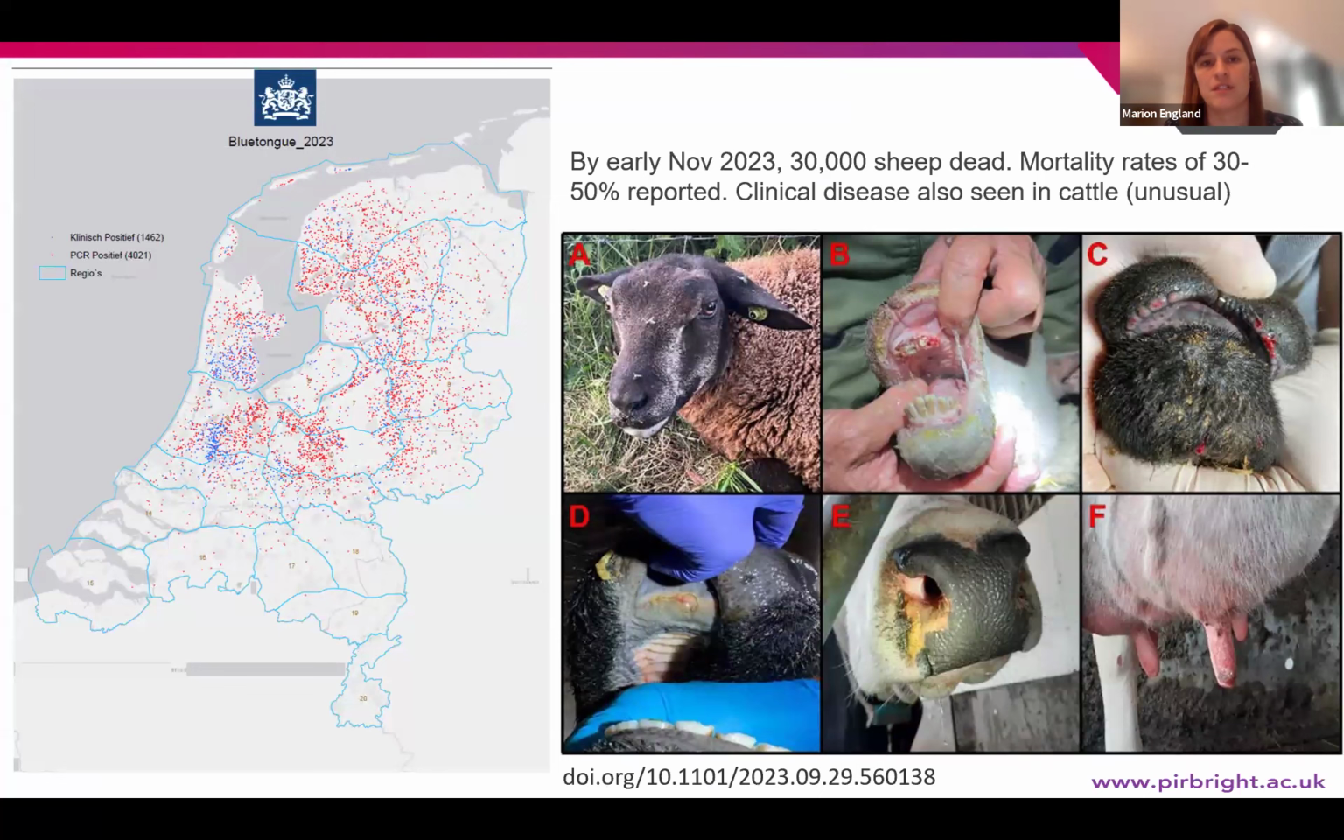And it spread incredibly rapidly across the Netherlands. So it first emerged in September. By early November, the Netherlands had lost nearly 5% of its sheep population. So 30,000 sheep were dead. Up to 50% mortality rates were reported. So this was much more severe than BTV8 actually. And unusually, we saw quite a lot of clinical disease in cattle as well. Normally we don't see clinical disease in cattle, and we didn't particularly with BTV8, but BTV3 does seem to be much more aggressive. This map on the left shows the extent of spread just in a couple of months in the Netherlands in 2023.